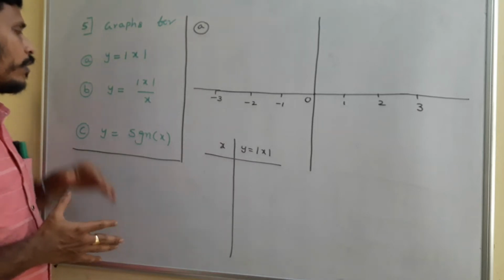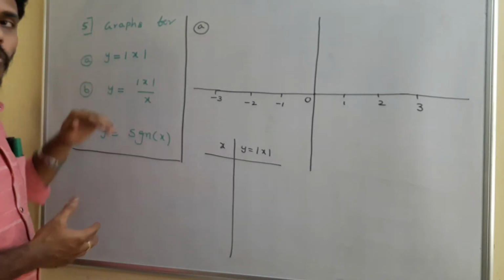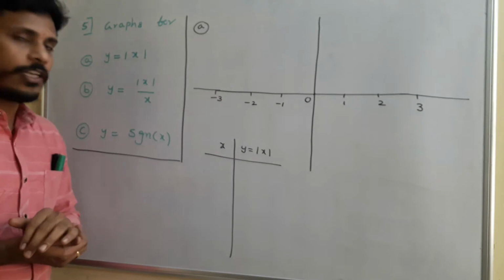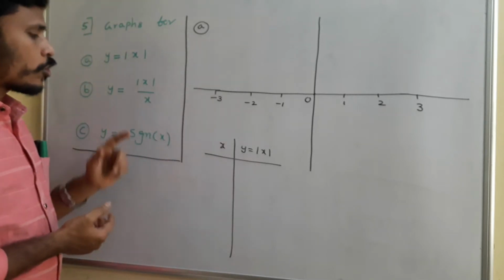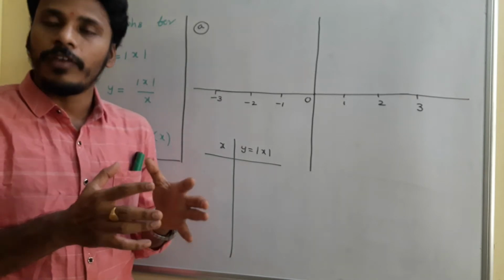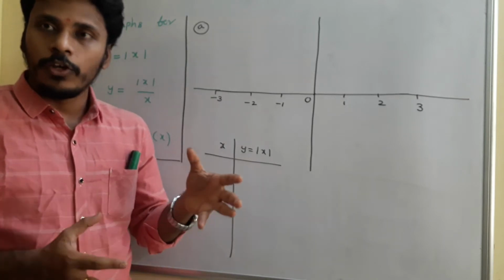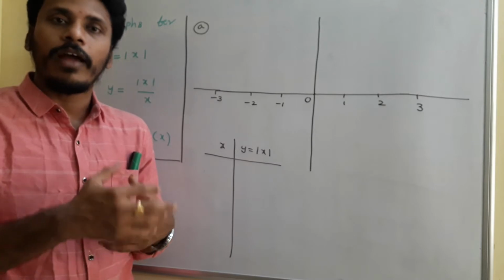Sketch the graphs for y equals mod x, y equals mod x by x, and y equals signum of x. Okay, you just have a look. See, y equals mod x. To sketch the graphs, we always make a table for different values of x. We identify the corresponding values for y.